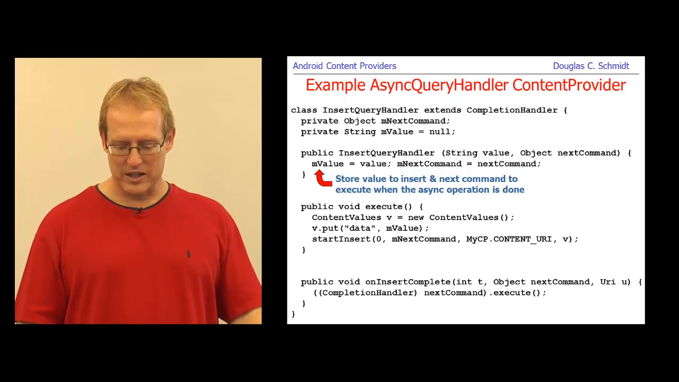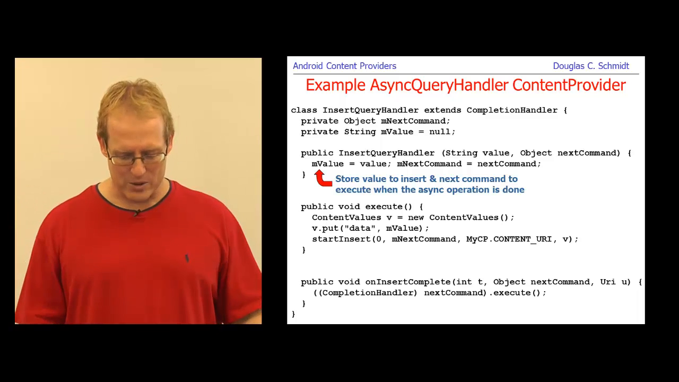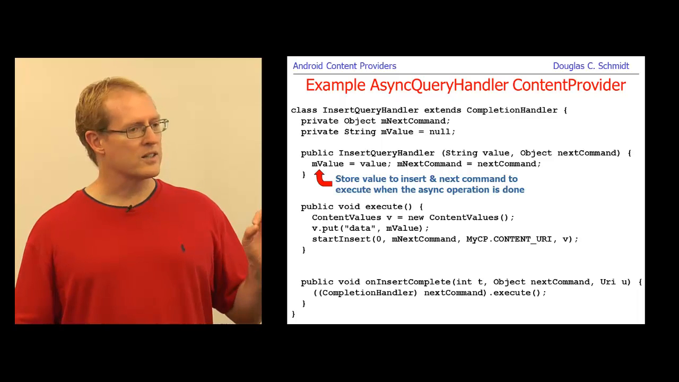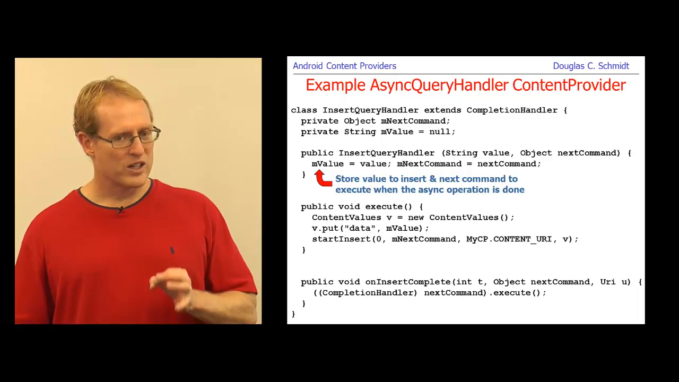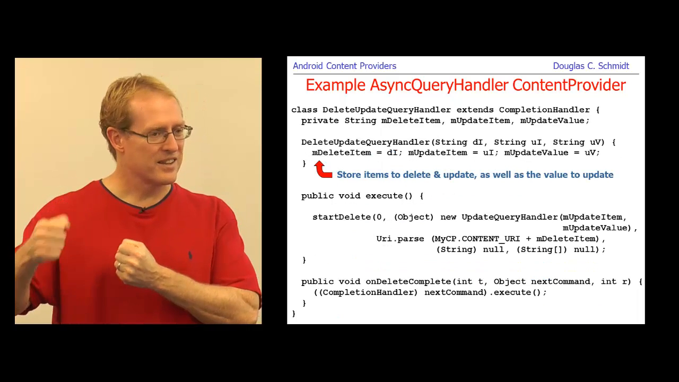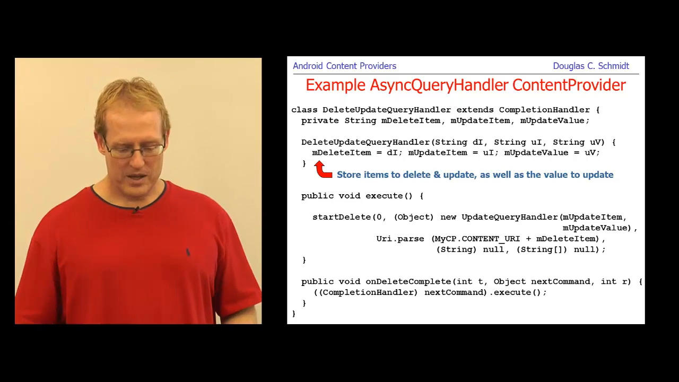So in our case, we're going to delete different elements, like we'll replace item one with a different value or something like that. And then when we're done, once again, on delete complete, when called, we'll have been given the magic cookie next command to run, which was passed in up here. So it'll go ahead and start the next thing off.